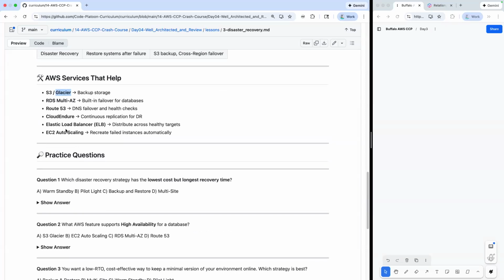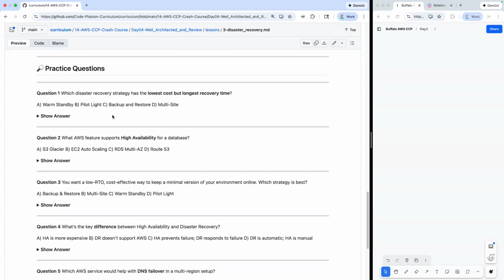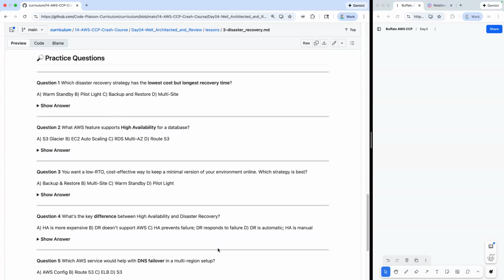I'm not going to go through each of them and Google them, but Glacier is storage along with S3. You can have a multi-availability zone database. Route 53 we're familiar with for DNS. There's CloudEndure. Elastic Load Balancer is going to do load balancing for us, and then auto scaling we've talked about before. So I would flag Glacier and CloudEndure to do some Googling on a little bit later. Let's dive in and let's do some practice questions.